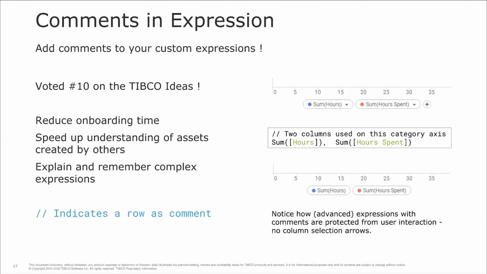We have also decided to lock down the axis selector. So this is something that is good to be aware of. If you don't use comments, you will have these arrows, making it easy, maybe too easy, to change category or column. If you are using comments, we believe you are using somewhat advanced expressions, and we protect you from changing the column too quickly. So you need to right click and go into the expression editor to do that.